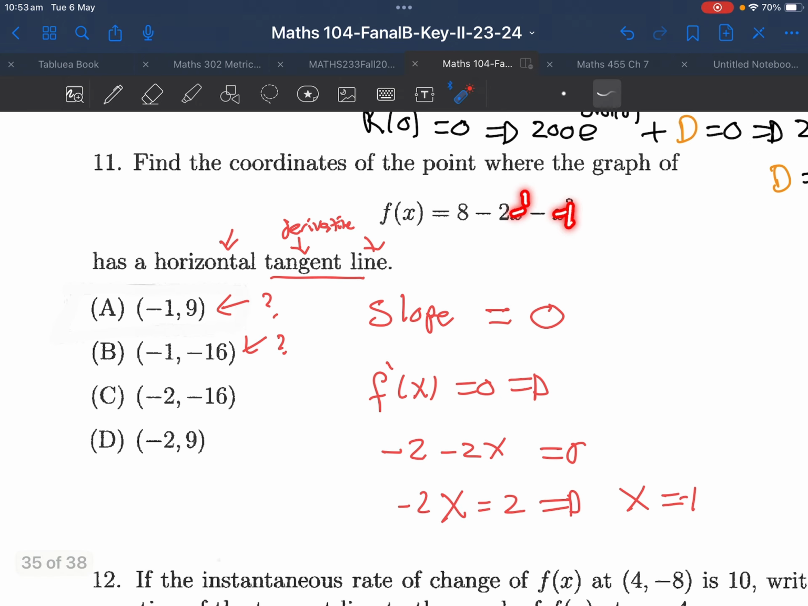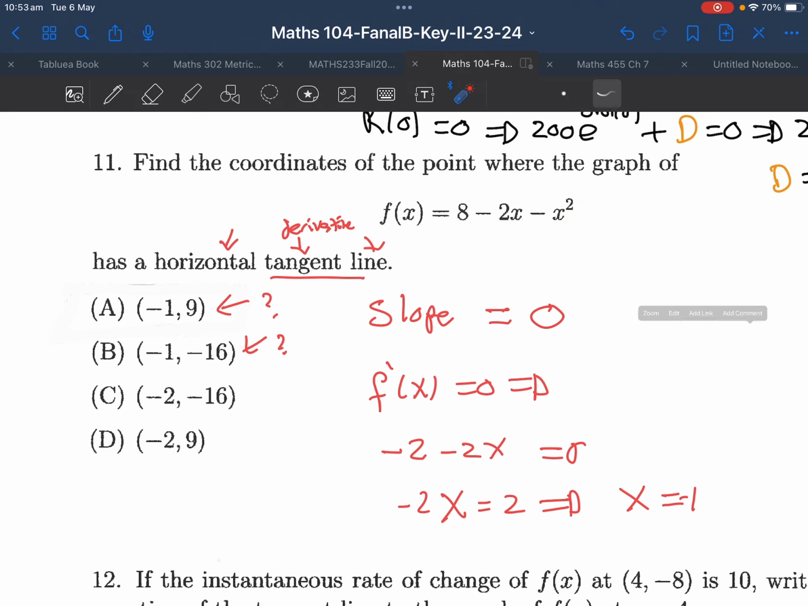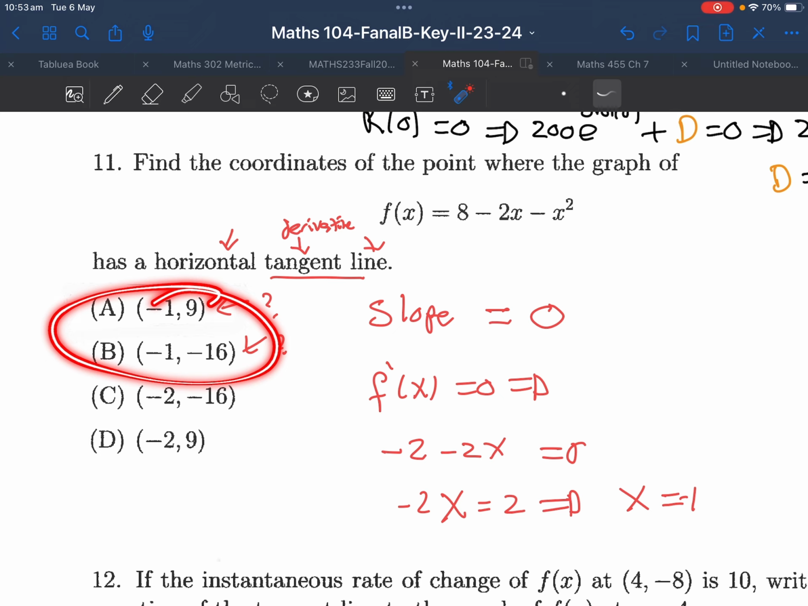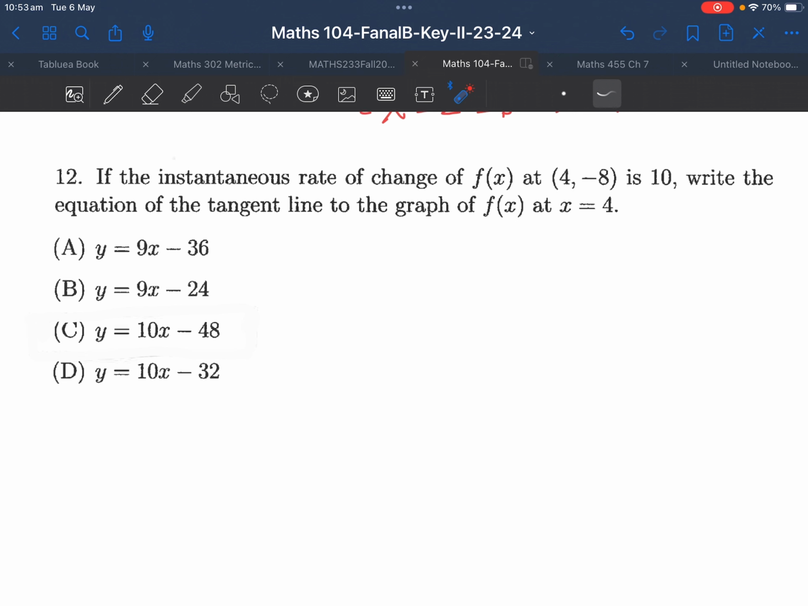Substitute here negative 1, substitute here negative 1. So you will get 8 minus 2 minus 1. Substitute here and here, which is 5. Again, none of these is there. So we have two answers, but none of them is there.